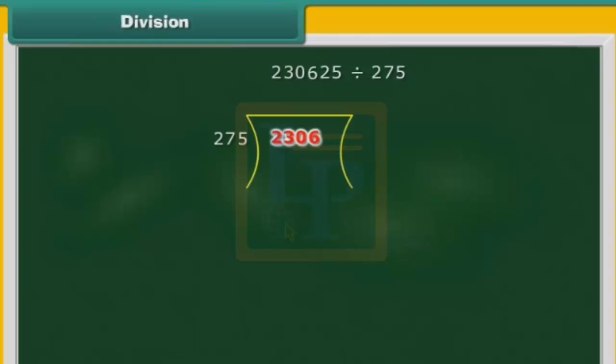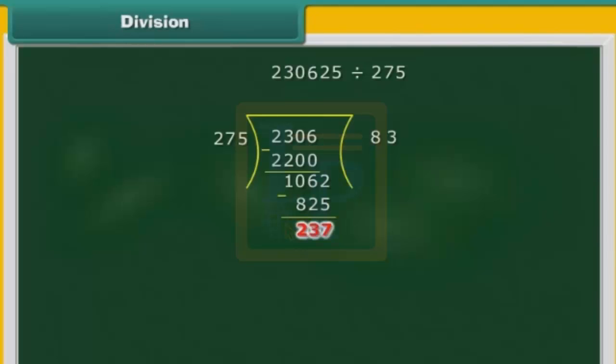2306 is big enough to hold 8 times 275. That is 2200. Therefore, write 8 on the right and 2200 beneath 2306. Subtract and write the difference 106 below. Bring 2 down. The new number formed is 1062. It holds 3 times 275, that is 825. Subtract and write the difference 237 below.